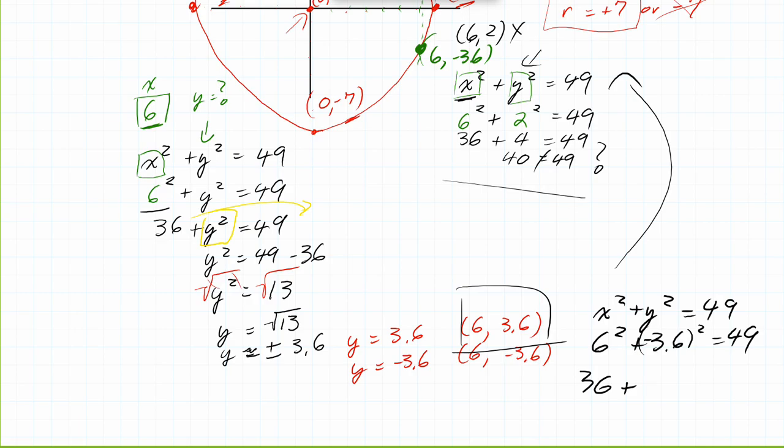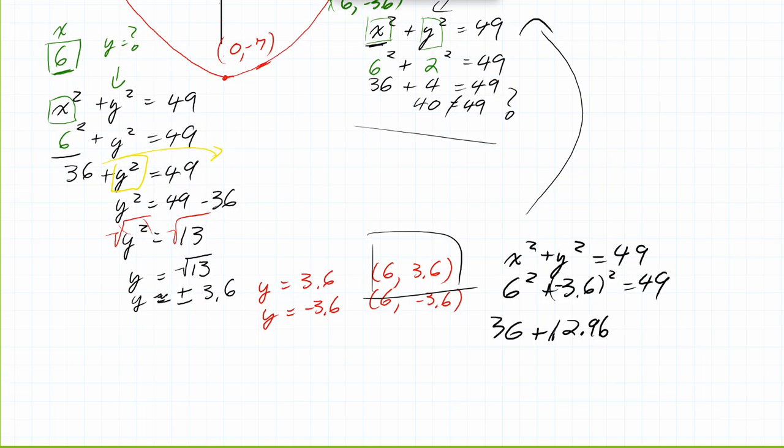Okay, 12.96. And remember, we were square rooting 13, so that number's pretty close to 13. It's probably going to work out. Is it equal to 49? 36 plus 12.96 is going to give me 48.96, which is approximately 49. It's not perfect. It's not the exact answer, but this is really, really close. So our estimate is probably right. It's just because we rounded that it wasn't exact.